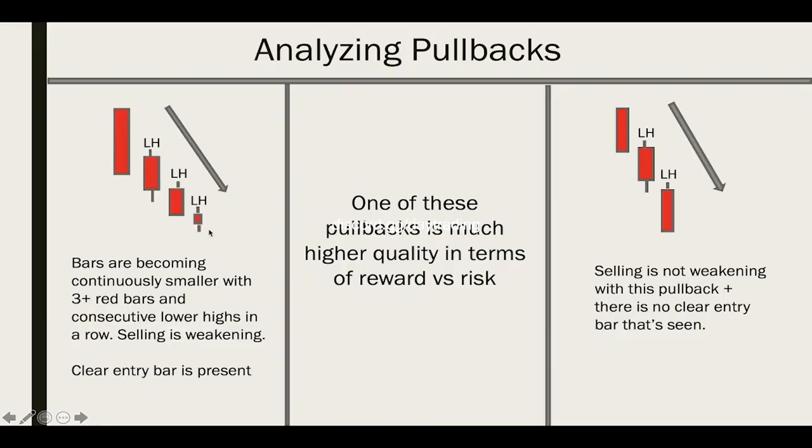If the red bars are becoming smaller, that means the selling pressure is diminishing, right? Remember, we're trying to play long. We want the selling pressure to diminish. The other thing is we also have an entry bar. You can see this is kind of like a doji bar, a very, very small bar. We can see that the selling is weakening, and we have a clear entry bar.